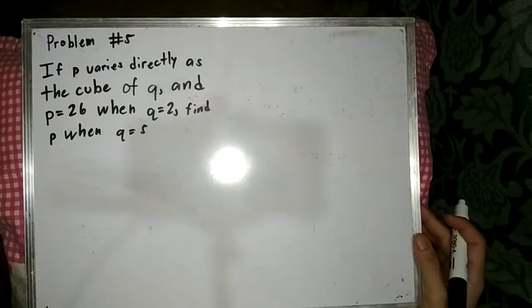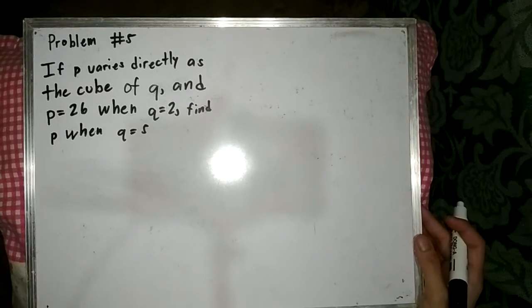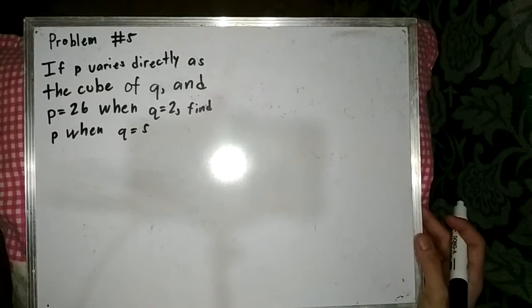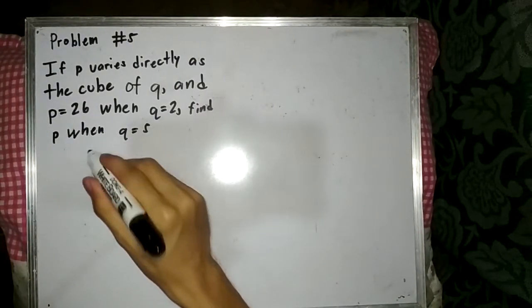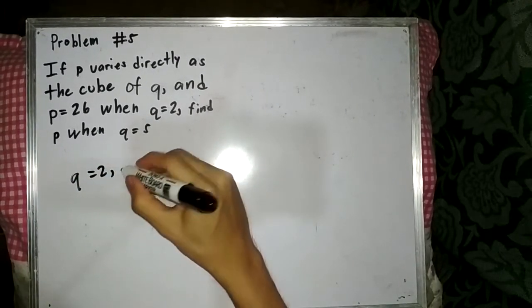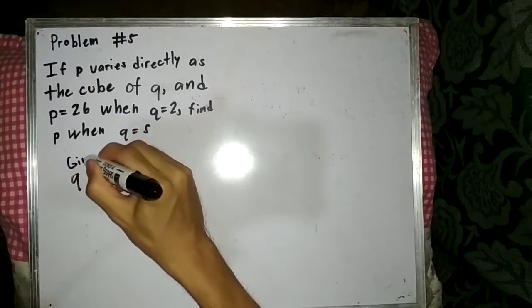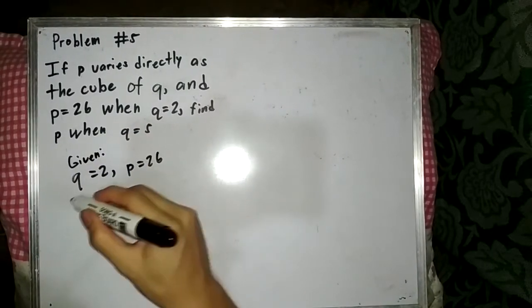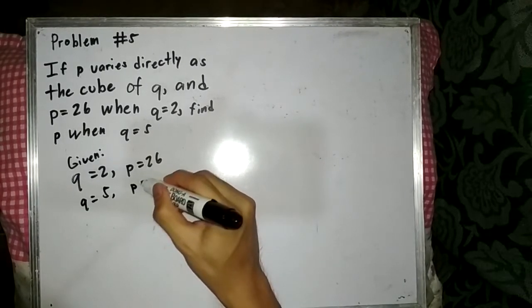If p varies directly as the cube of q and p is equal to 26 when q is equal to 2, find p when q is equal to 5. So this is a mathematical modeling and variation problem. The given is when q is equal to 2, p is equal to 26. But when q is equal to 5, p is unknown.